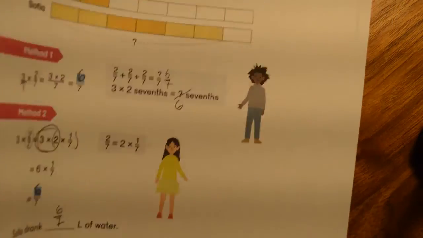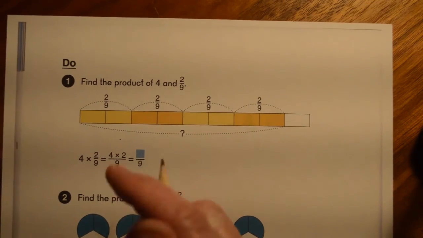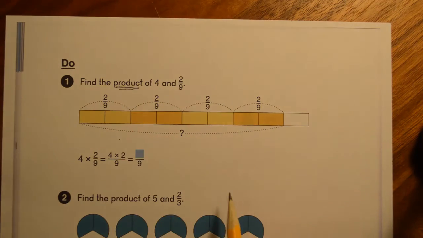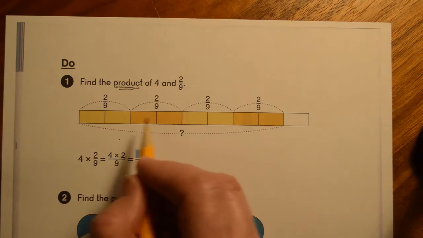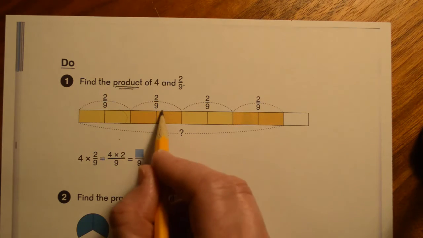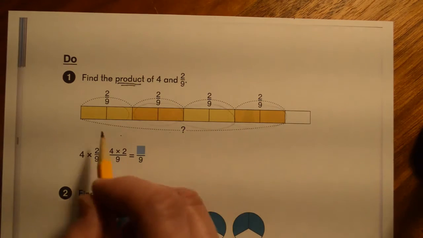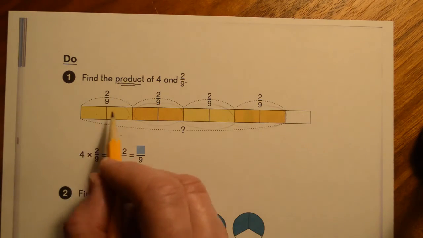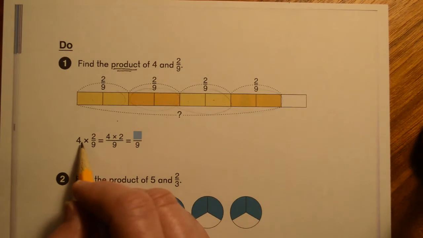Okay, next page. Page 186. So flip your page. Find the product of 4 and 2/9. And again, there's that word. Product means multiply. All right, so it's showing us we have 4 sets of 2/9. They just do that slight variation in color so that you can see here's 1 group of 2/9, 2 groups of 2/9, 3 groups of 2/9, 4 groups of 2/9. If we just count across, we can see that we have 1, 2, 3, 4, 5, 6, 7, 8, or 4 times 2.